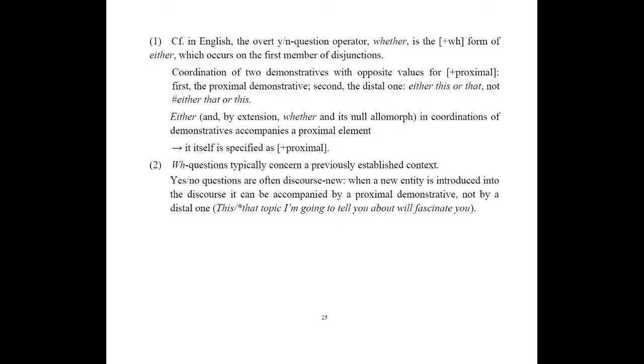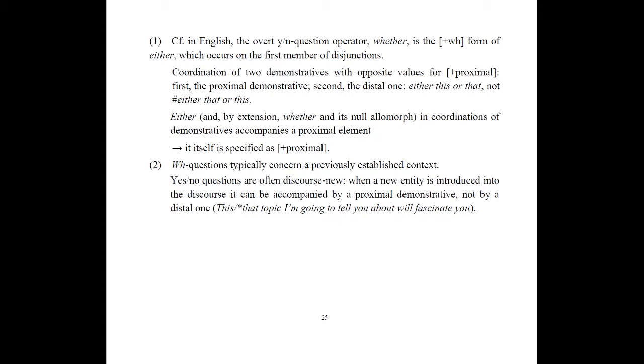Now, coordination of two demonstratives with opposite values for plus proximal normally involves firstly the proximal demonstrative and only after that the distal one. So the unmarked version is either this or that, and not either that or this. The second option is highly marked and usually involves some sort of extension. So either, and by extension whether as an allomorph, in coordinations of demonstratives accompanies the proximal element, and hence we suggest that perhaps it itself is specified as plus proximal.